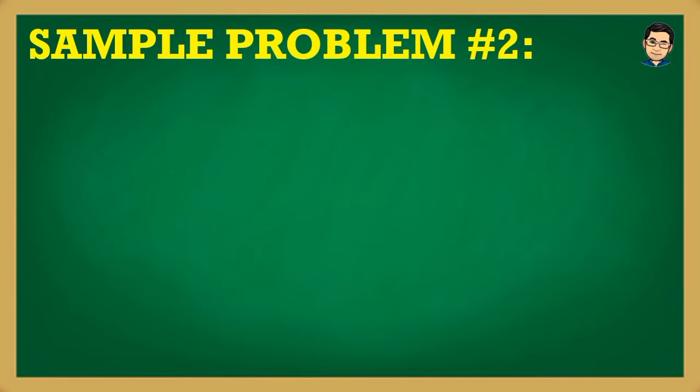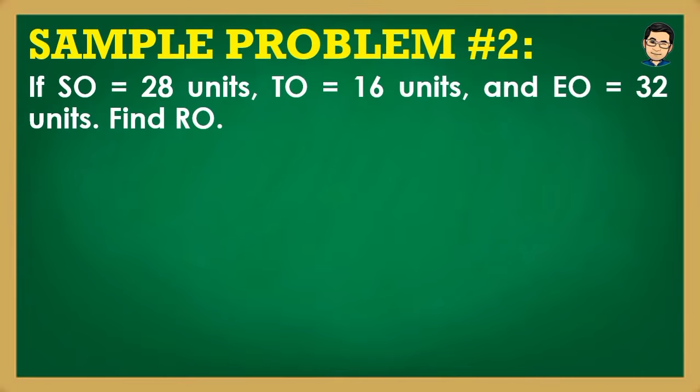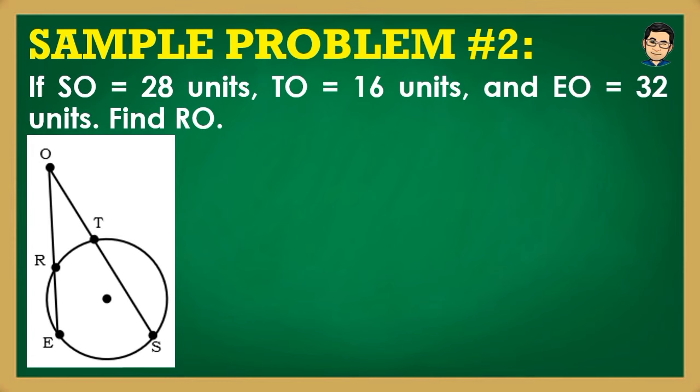So, let us have problem number 2. If SO is equal to 28 units, TO is equal to 16 units, and EO is equal to 32 units, find RO. So, i-label muna natin yung mga sukat nila. So, SO is 28 units, and then TO, yung kanyang external second segment, 16 units, and then yung sukat ng kabilang second segment, OE or EO, that is 32 units, and then yung nawawala is yung sukat ng RO or OR.